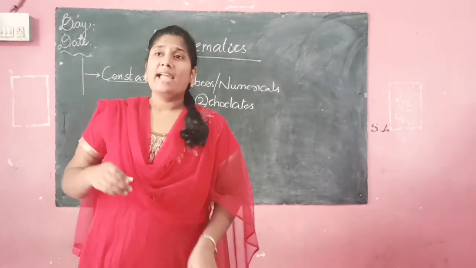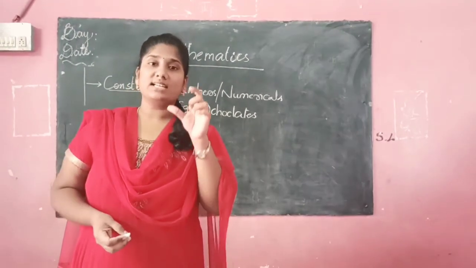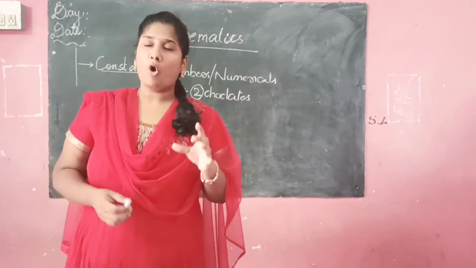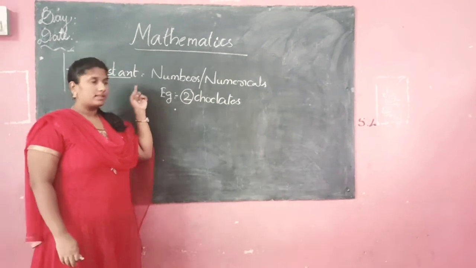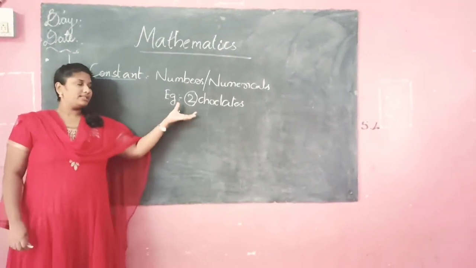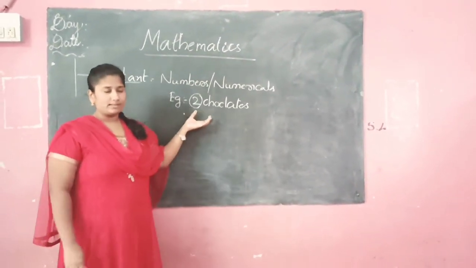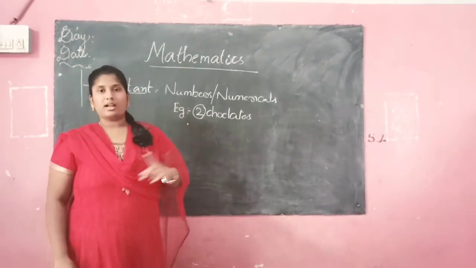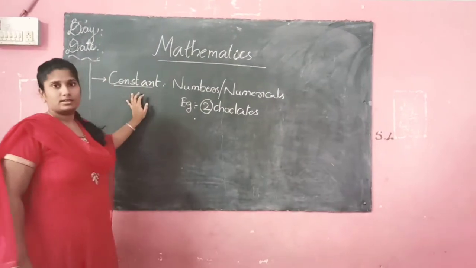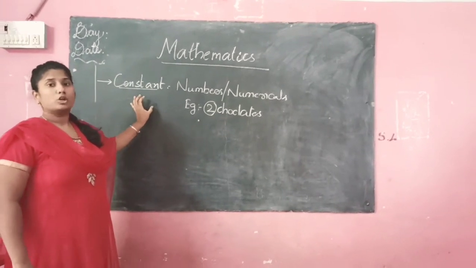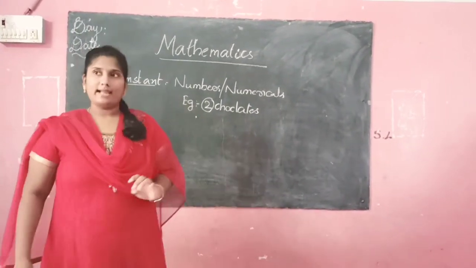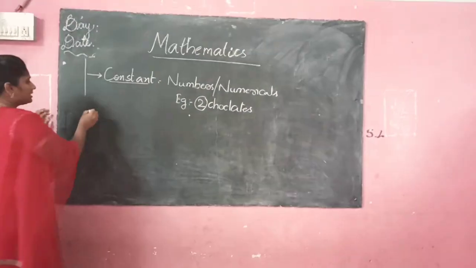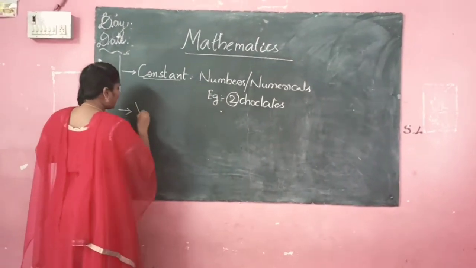So every number which has a certain value is considered as a constant. All the numbers come under this constant, every number starting from 1 to infinity. So this is what the constant means. Next, the second term is variable. What is the second term? Variable.